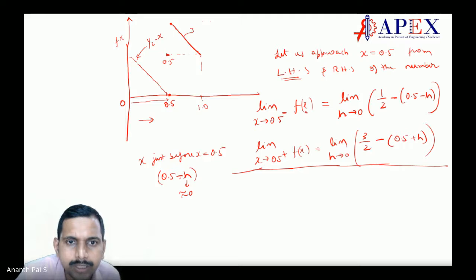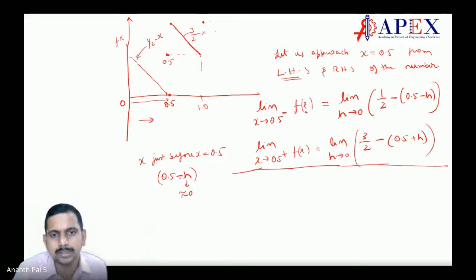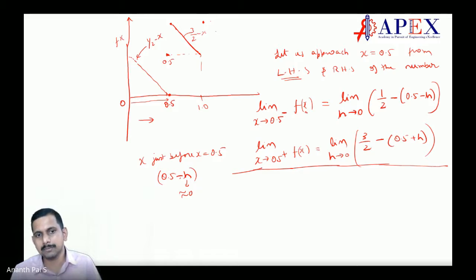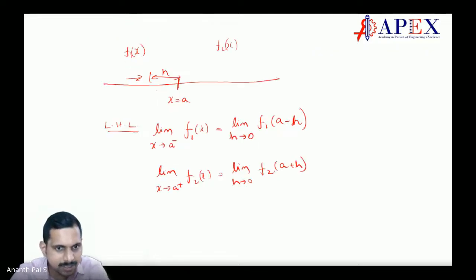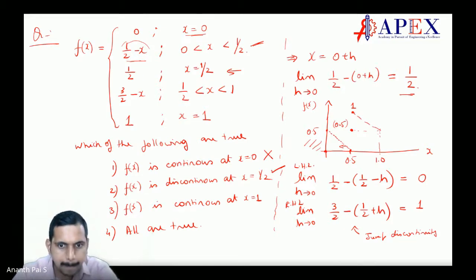What kind of discontinuity is this? 3 by 2 minus x. It again starts from here. And then maybe it will go like this. Line by line, you see. So it may be this way, I don't know. Dash lines. Chalo. So the answer for this is option 2.